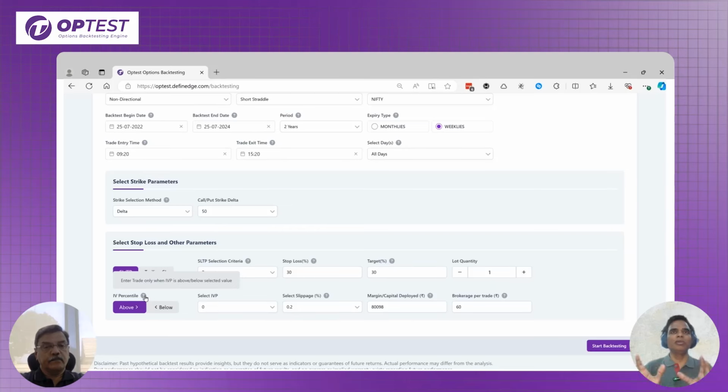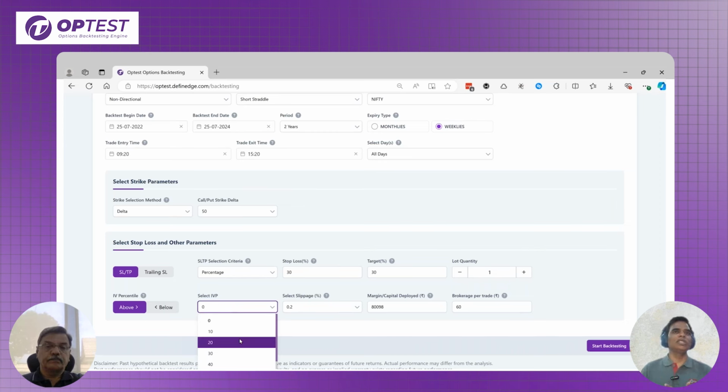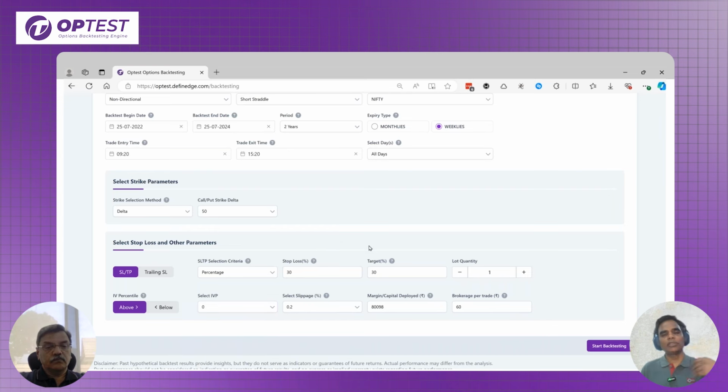So if you are very cautious about when you enter your strategy, and you want to enter only when there are good premiums, then you can choose this IV percentile method. Let's say I want to enter only if the IV percentile is above 50, or around 60, or about 70, when the IVs and premiums are very high. That way you have a better probability of good results. For now let's keep it 0 and I'll show the effect of that later.